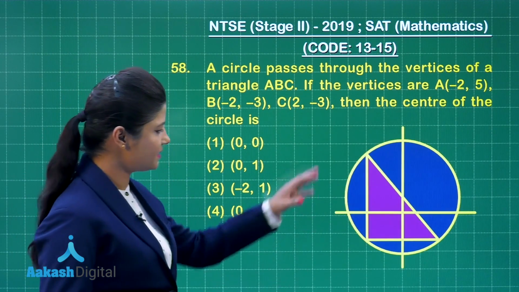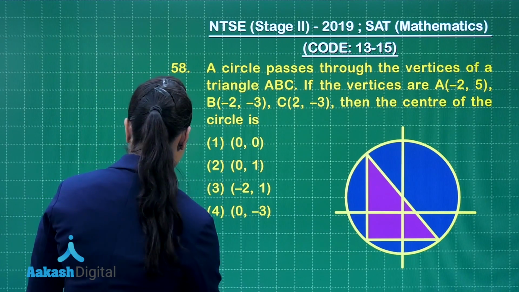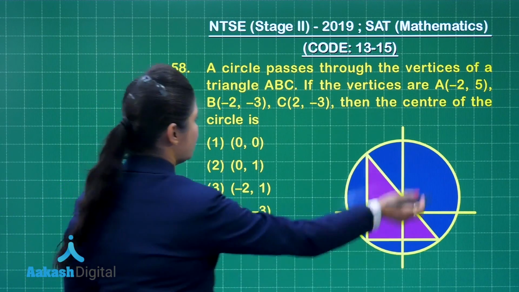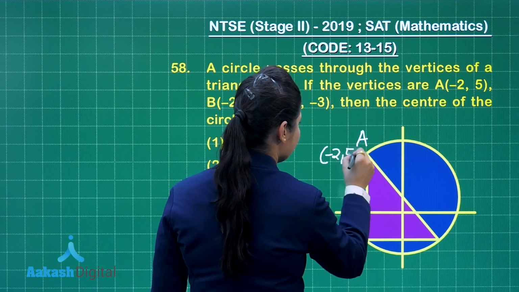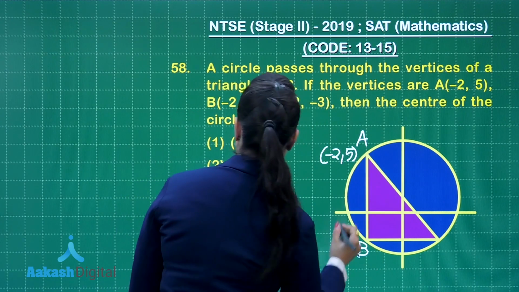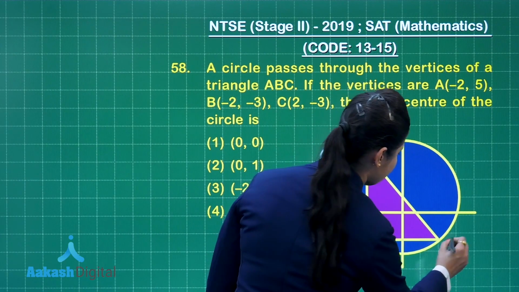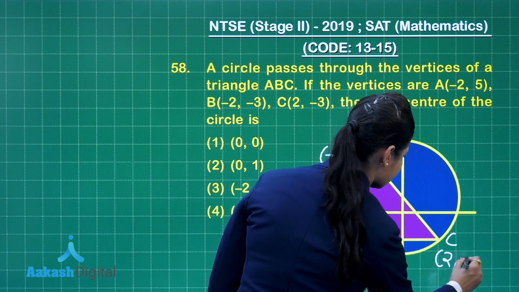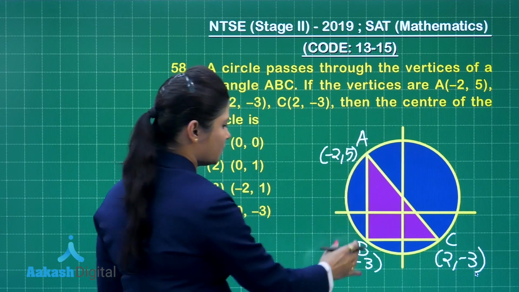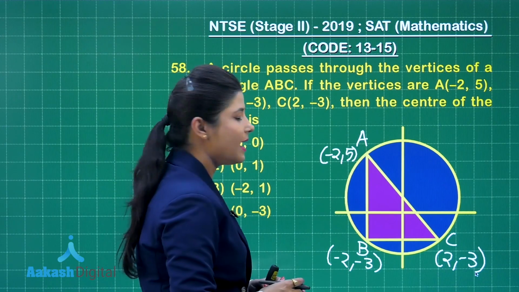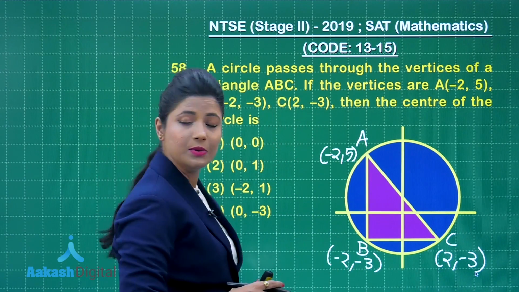So, very first, let's consider that we have a triangle whose 3 vertices lie on the circle. Let's mark the 3 vertices of the triangle. Here lies point A having coordinates minus 2, 5. Here lies point B having coordinates minus 2, minus 3, and here lies point C having coordinates 2, minus 3. When you observe these points, this is a vertical line having the equation x equal to minus 2. This is a horizontal line having the equation y equal to minus 3.